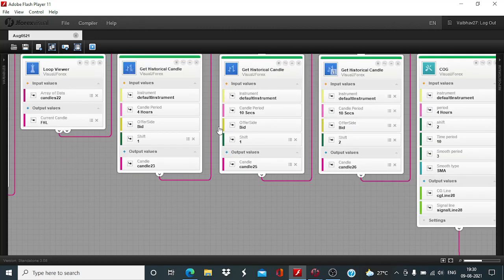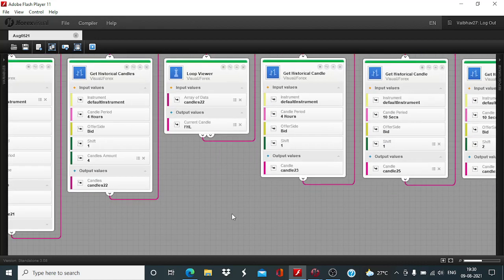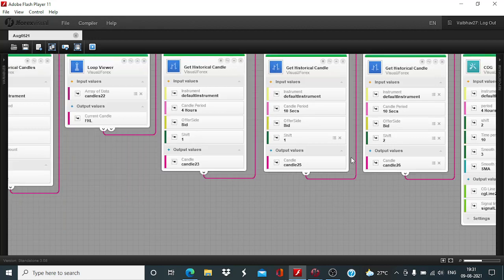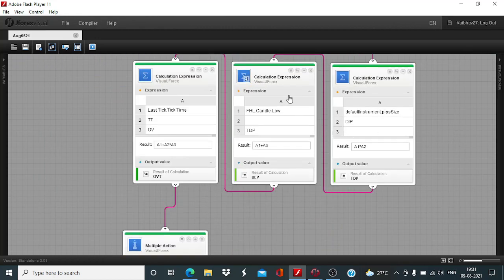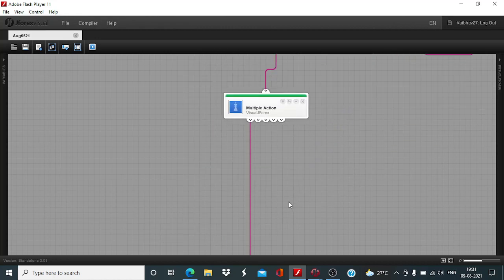And to look at the price volatility, we are also relying on these get historical candles. This is the cluster of 4 candles, and this is single, and the candle period is 4 hours, and these two are used for pinpointing the exact entry points. These closing values will be compared with the closing value of candle 23rd. And on the lower side, we have also these calculation expression blocks in place to define certain requirements, which I will be explaining to you shortly.